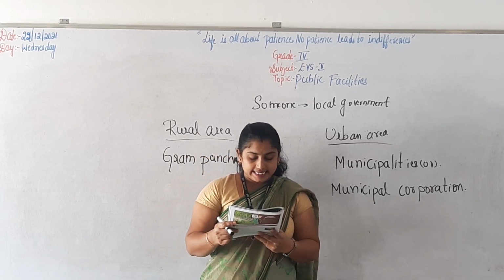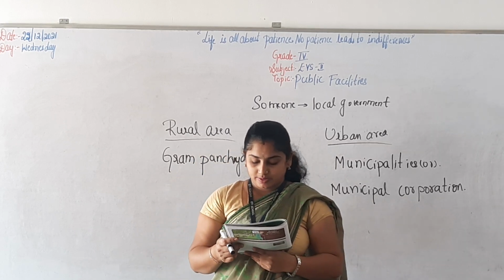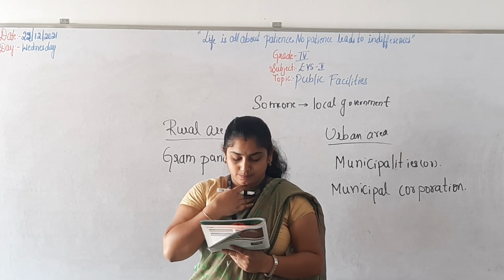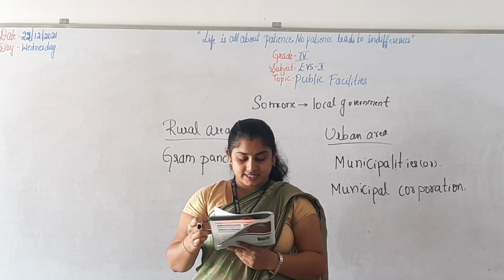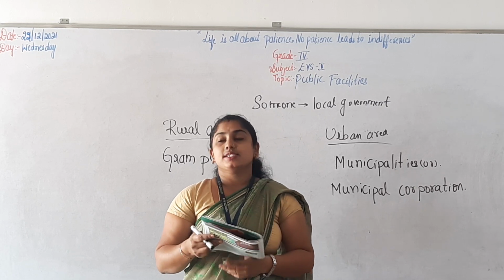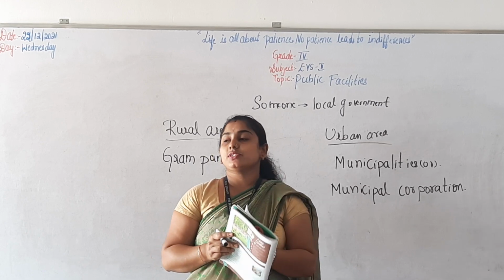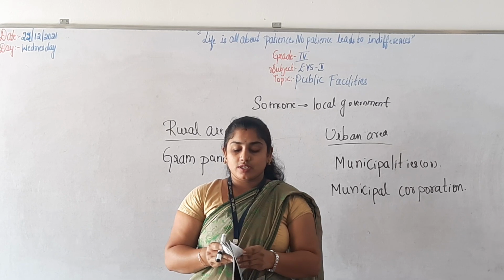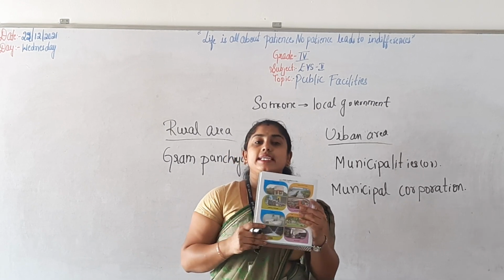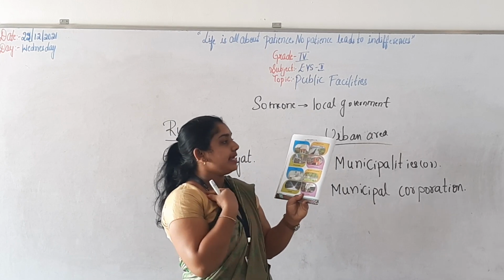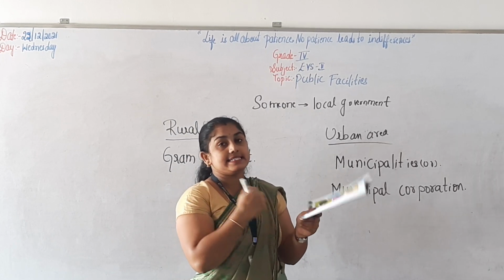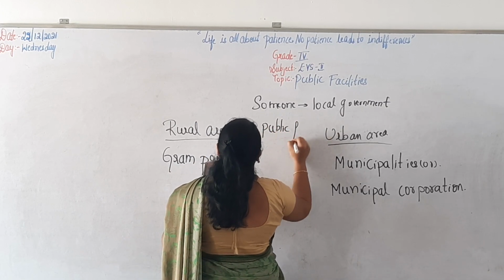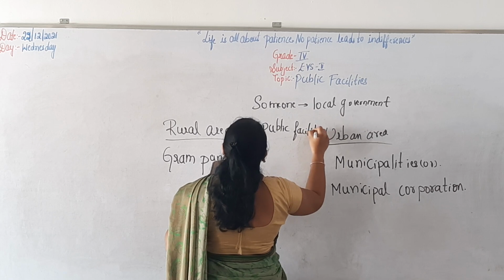Understood? Next, street lights, water supply, playgrounds, and so on are some of the public facilities taken care of by the municipal corporation. Let us look at a few more examples of public facilities found in a city. I told you that in rural areas we get facilities like street lights, water, sewage, and garbage treatment. Now when you see the cities, please open your textbook. See public facilities in a city. We will see the public facilities in a city. City means it is on the urban side.